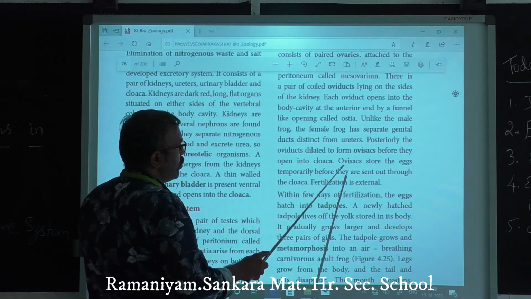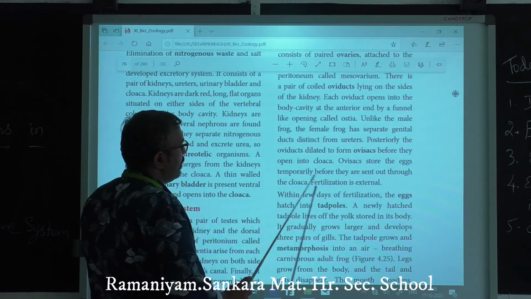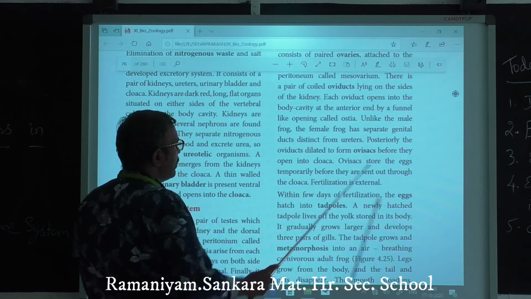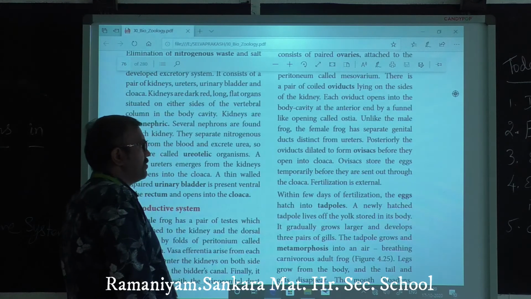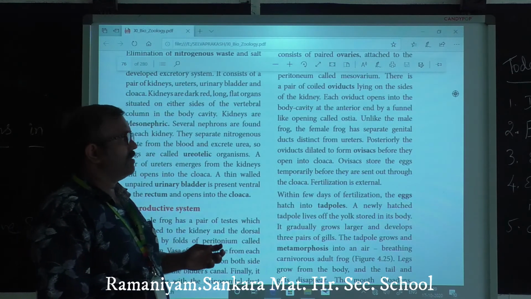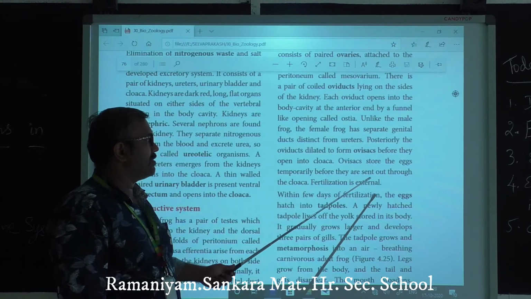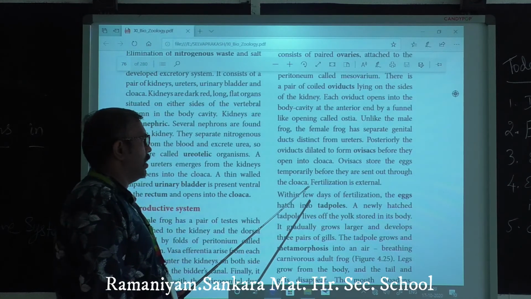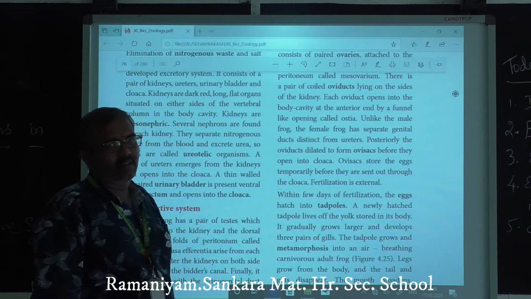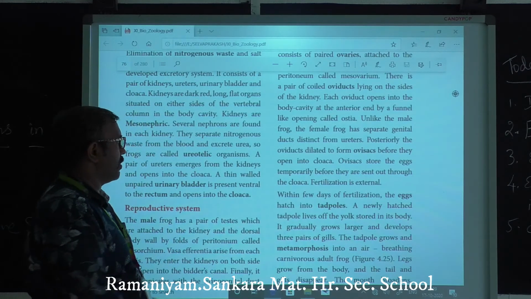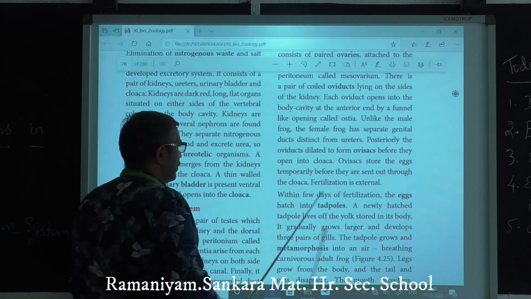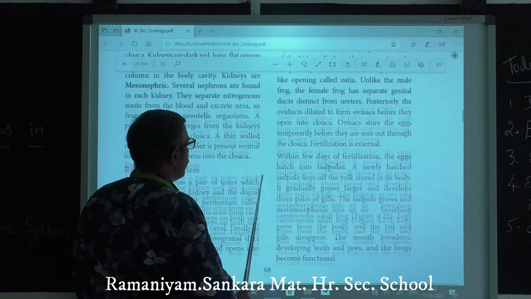So the ovisacs store the eggs temporarily before they are sent out through the cloaca. Fertilization is external. That is the female reproductive organ. Within a few days of fertilization, the eggs hatch into tadpoles.